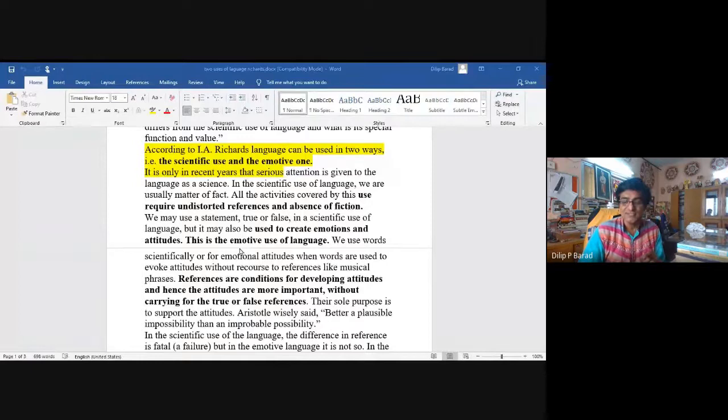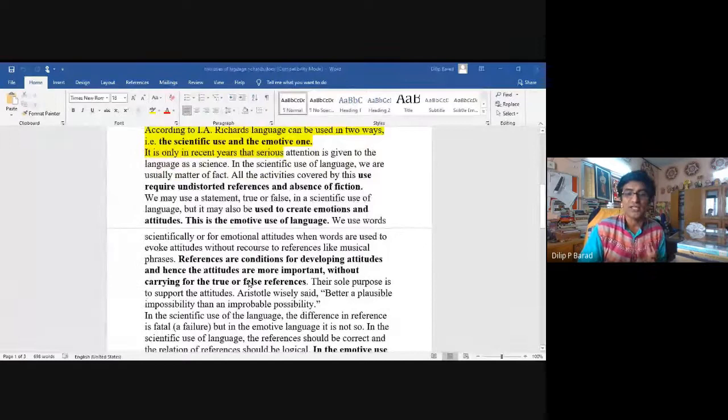We use words scientifically or for emotional attitudes when words are used to evoke attitudes without recourse to references, like musical phrases. References are conditioned for developing attitudes, and hence the attitudes are more important, without caring for true or false references. Now, to give an example of this, we can say that when I say that this pen is of a red color, and there is a yellow cover here to cover the pen.